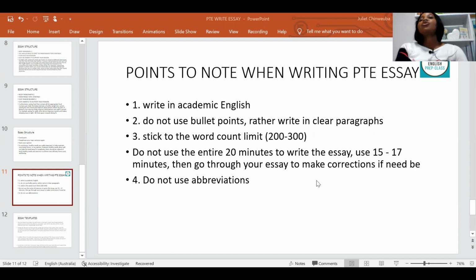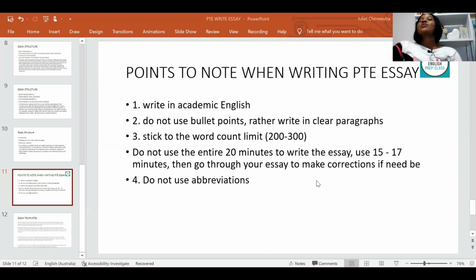So the next thing is, do not use bullet points. Rather, write in clear paragraphs. If you recall the Word document I showed, there was a bullet point. That was why you heard me say, ignore the bullet points. I didn't take it off when I was just copying and pasting the different structures on the Word document. So you do not need to use bullet points in your essay, because if you do, it's not going to make sense.